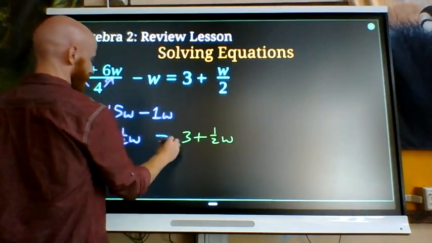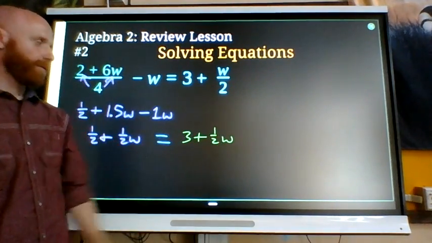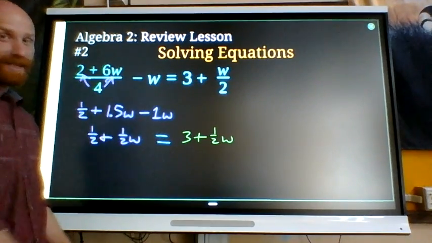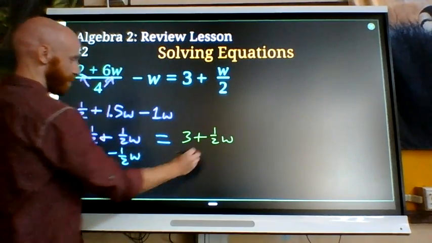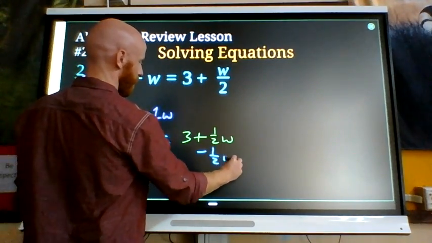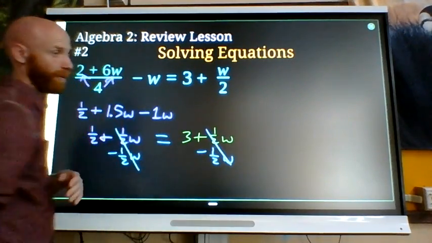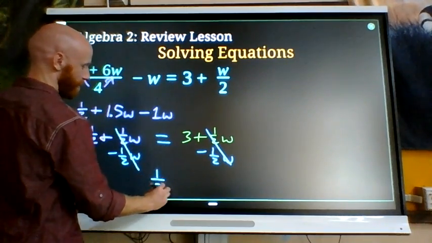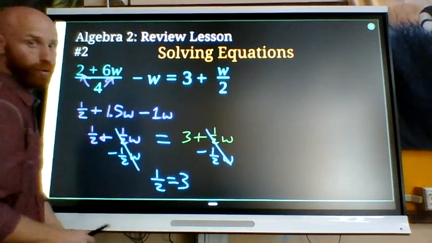Here's going to be my issue. I've got 1/2 W over here. I've got 1/2 W over there. When I subtract 1/2 W from each side, I'm not going to have anything left. My variable terms are going to disappear, and I'm going to get a wrong answer. 1/2 equals 3, which is not true.